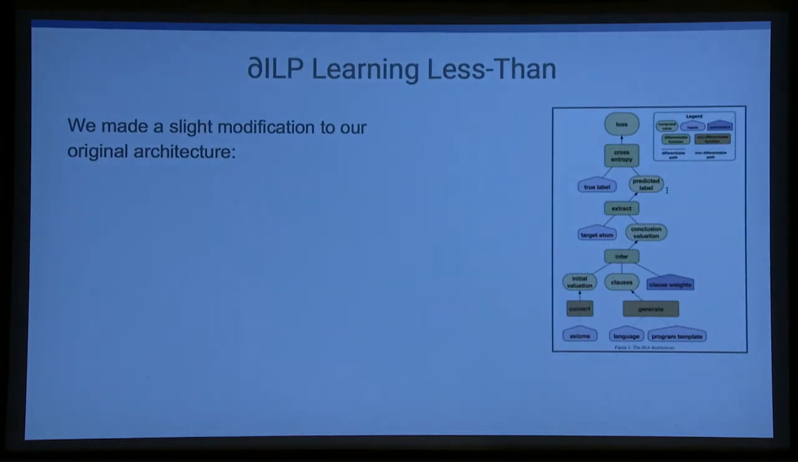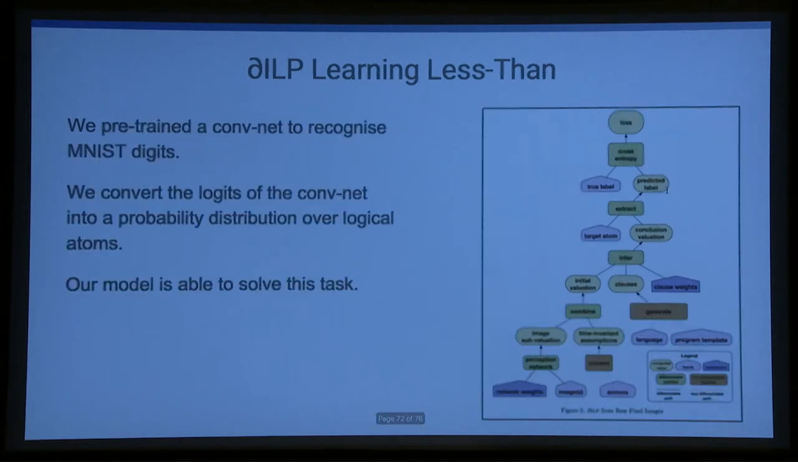So then we tried this same problem, learning the less than relation from pure images, with our differentiable ILP system. We've made one change to it, a simple change. Instead of just having these axioms here in the top left corner, we have one extra element. We have a pre-trained convnet, passing in information about the two images into the very same neural network, this same system that I showed you before.